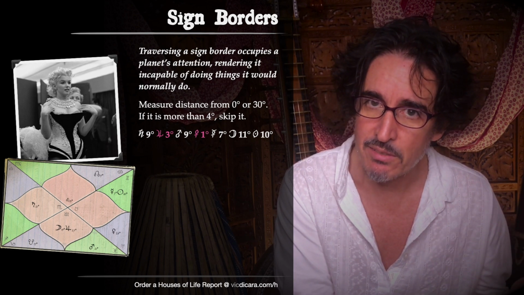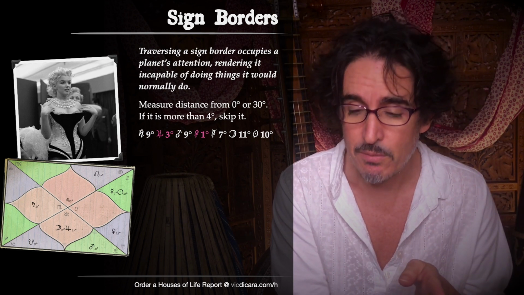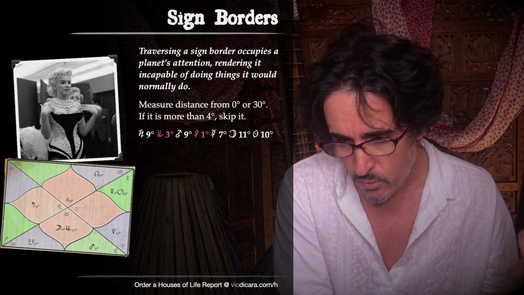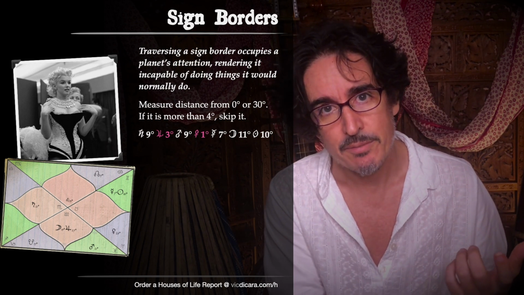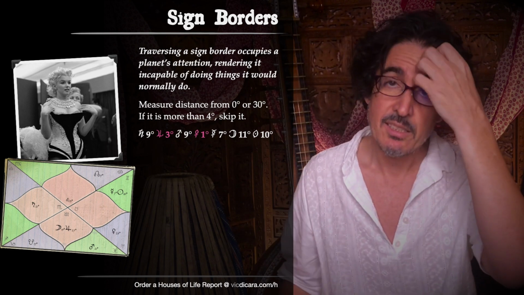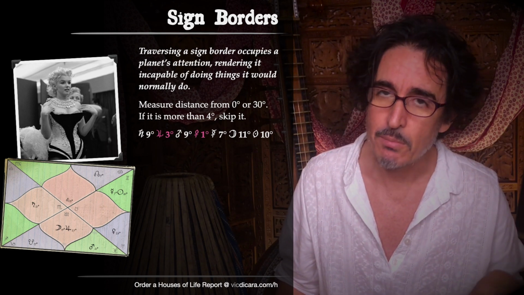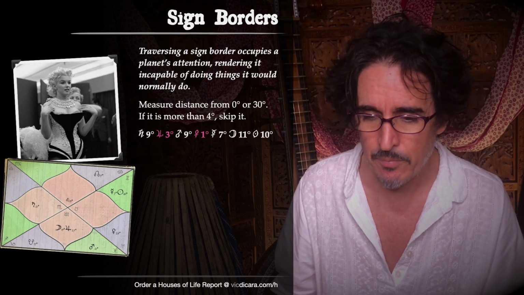Jupiter's at 27 degrees Aquarius. That's 3 degrees from the border. And Venus is at 29 degrees Aries. That's 1 degree from the border. So only these 2 planets will be affected by Sandhi. The rest of the planets will have no effect from this.